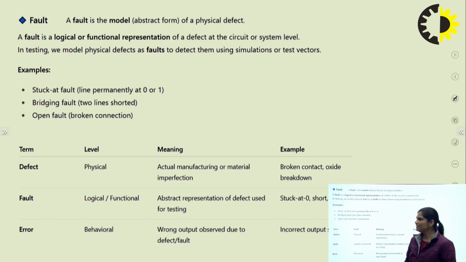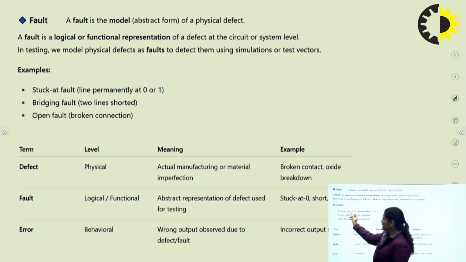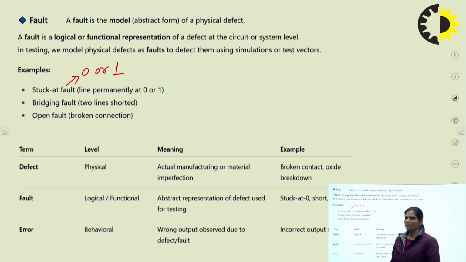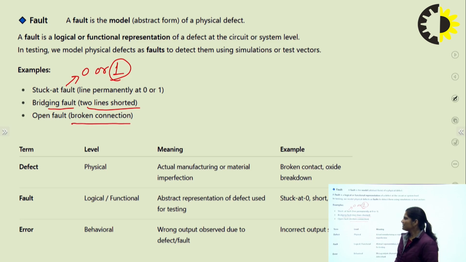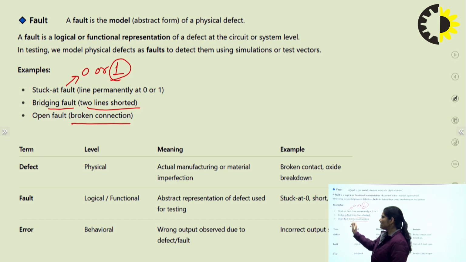Let us take an example. Stuck-at fault means a line is permanently at 0 or 1. It may be stuck at 0 or stuck at 1. The output should be 1 but we are getting 0, or the output should be 0 but it is stuck at 1, so we are getting 1. Now bridging fault: a bridging fault is when two lines are shorted. If two lines are shorted in the circuit, that is known as a bridging fault. Now open fault means a connection is broken in the circuit. So these are the faults: stuck-at fault, bridging fault and open fault.